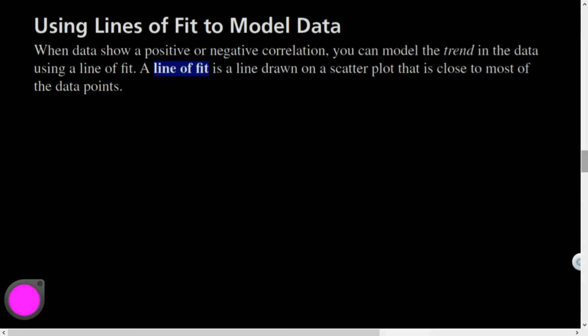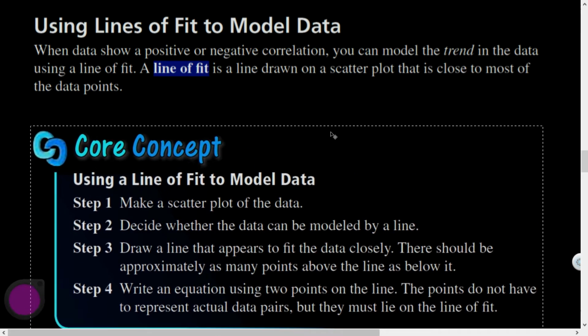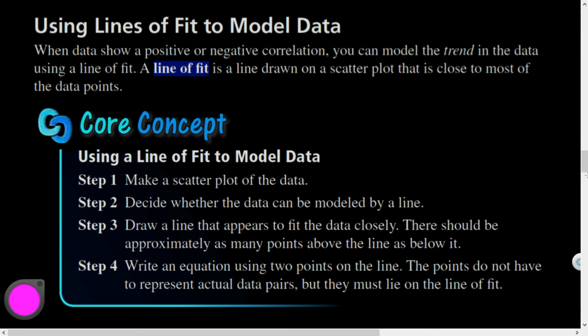But let's see, if I'm using lines of fit, and by fit they're saying what line is the most appropriate, what line is the best when it comes to representing data. It says, when data shows a positive or negative correlation, you can model the trend in the data using a line of fit or a curve of fit. Some data isn't represented linearly, but we're going to talk about lines. A line of fit is a line that is drawn on a scatter plot that is close to most of the data points.